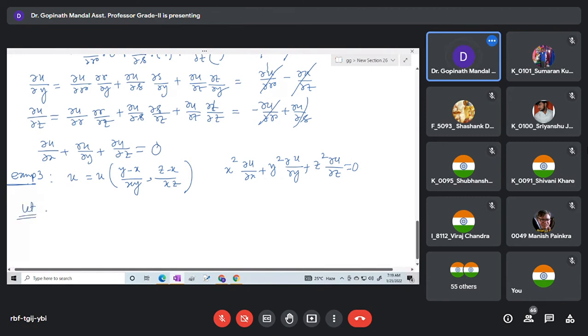So first let what? This is another variable. Suppose this is r, another variable r equal to this, or r equal to (y minus x)/xy, that is just 1/x minus 1/y, and s equal to (z minus x)/xz, so 1/x minus 1/z.